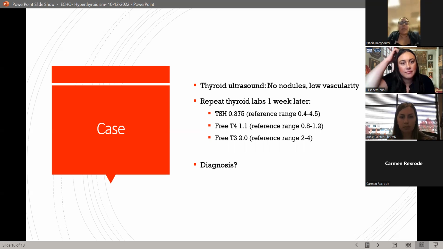So what do we think this is? Feel free to unmute and or chat. I don't know if I can see the chat. I think you're trying to steer us toward thyroiditis, are you not? Yeah, exactly. Thyroiditis. And yeah, that's it.